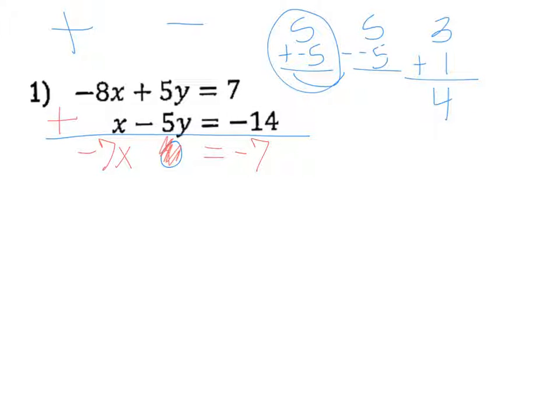-7. Okay, step 3, solve for the remaining variable. x is remaining. Solve for x. What is x? Do your math. What do I have to do to get x alone? Divide. Okay, do it. Divide by -7 on both sides.